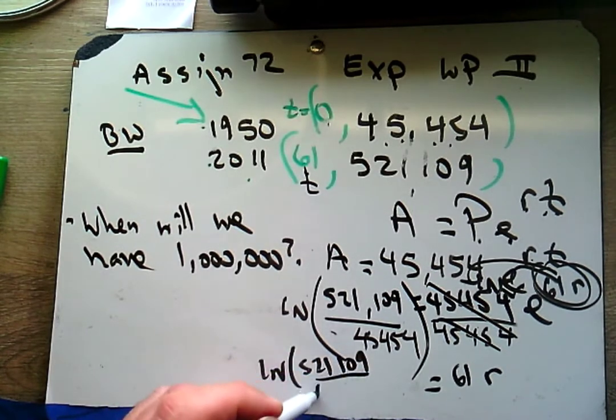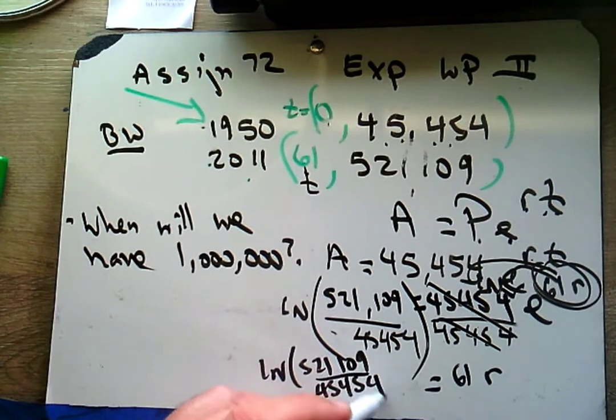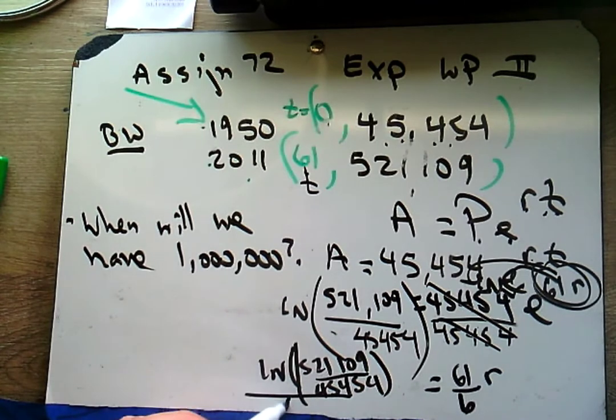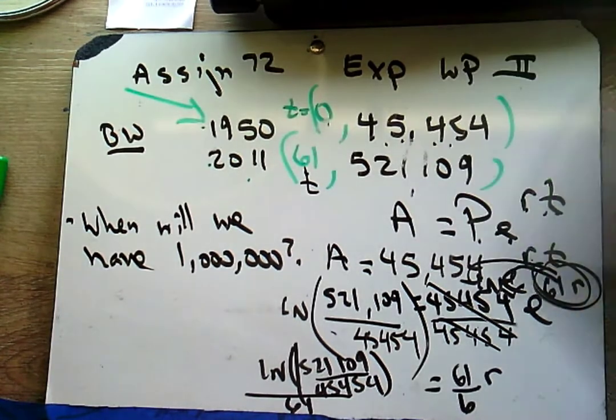So 61r is the ln of 521,109 over 45454. And so I don't want to know what 61 times r is. I want to know what r is, so I'm going to divide both sides by 61. Okay, remember, don't round this rate.